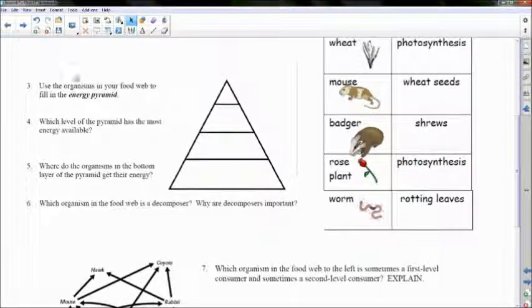Okay, number three says to use the organisms in your food web to fill in the energy pyramid. So you should have the producers here on the bottom. They have the most amount of energy, then the second level, the third level, and then the fourth level. As we said, the bottom level, the producers, have the most energy available. And where do the organisms in the bottom layer of the pyramid get their energy? Straight from the sun. They do photosynthesis, they take that energy in, they incorporate it inside their bodies, but they don't have to eat anything. They're producers.